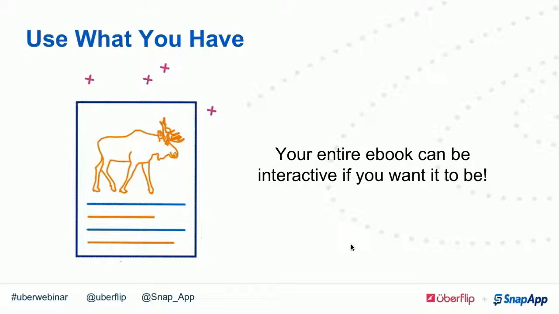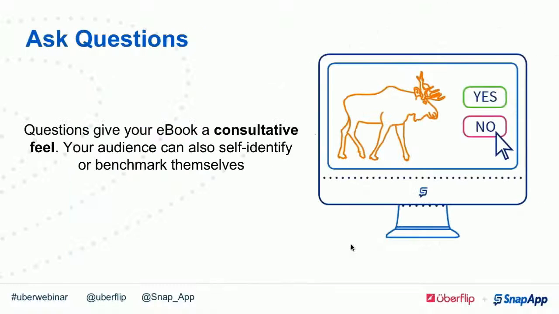So let's use what you have. Think about what an ebook actually is. It's a bunch of information that's written in text and it's images. All those different things can be created in an interactive way. And the way that we think about interactive is just by asking questions. So a lot of times in ebooks, at least the ebooks I've read, there's usually a rhetorical question in it.